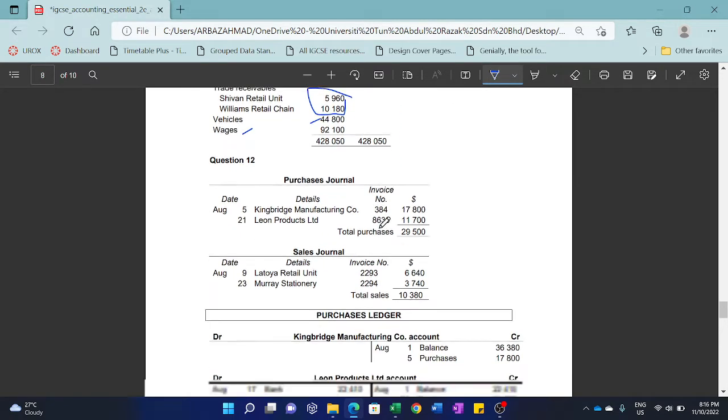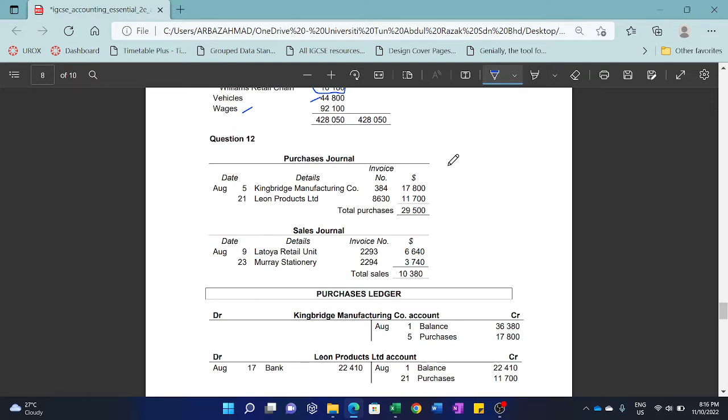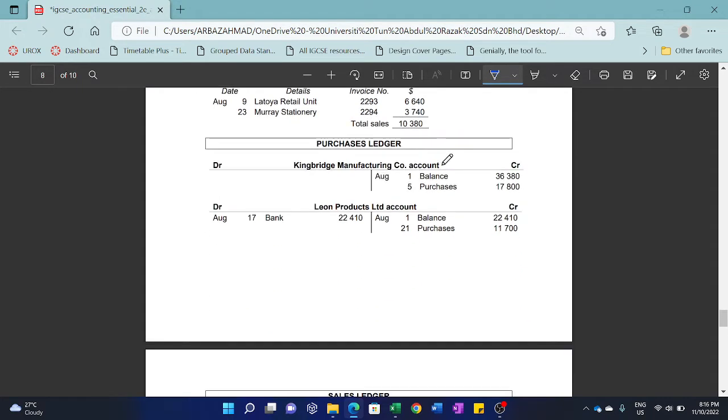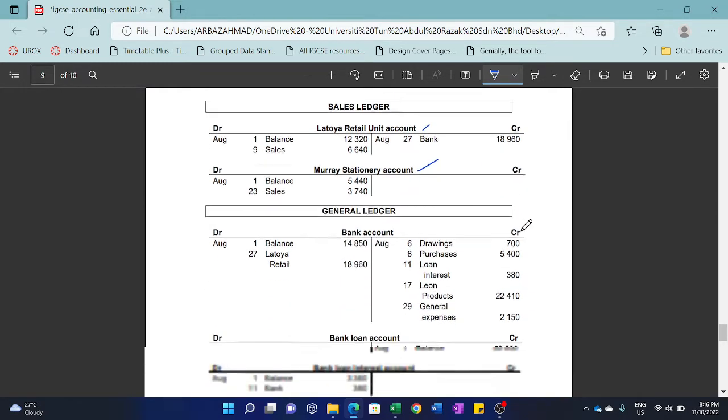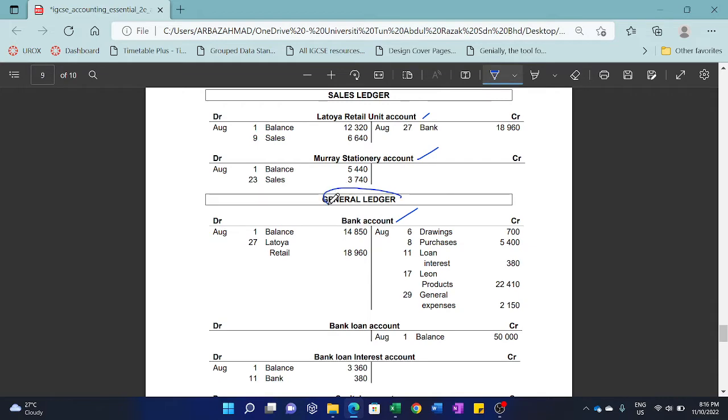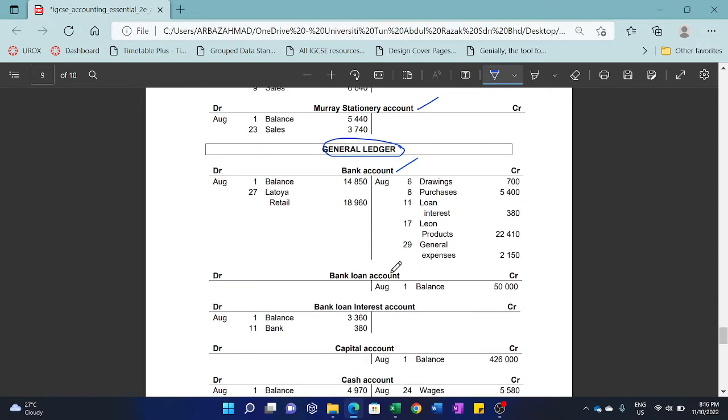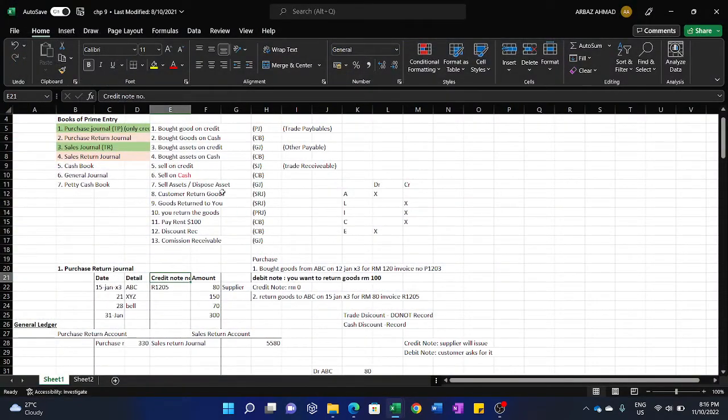Question 12 is also similar. You are supposed to prepare the journals first, purchase journal, then sales journal, then the accounts for trade payables, and then accounts for trade receivables, and then all the others fall in the general ledger. If you remember, certain transactions fall in the purchase journal. Purchase journal is usually only trade payables, and sales journal is trade receivable. So anything else falls in the general journal.